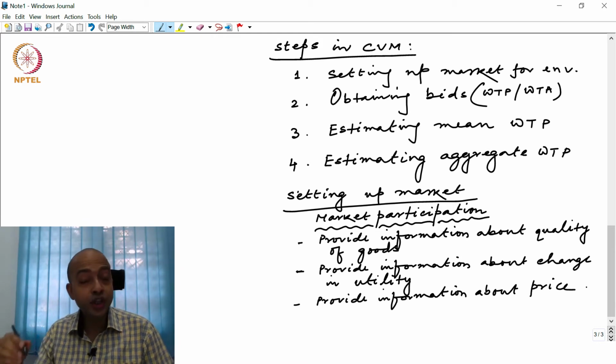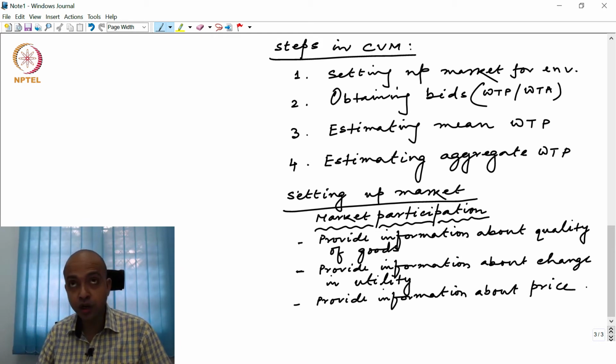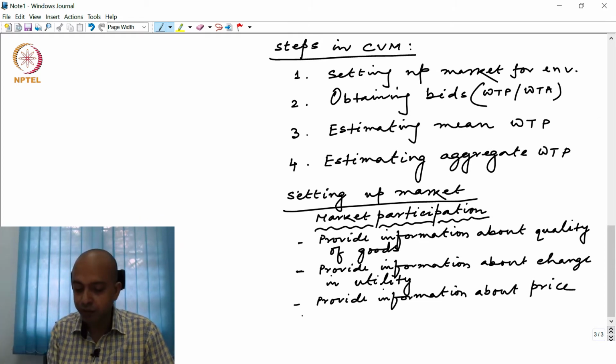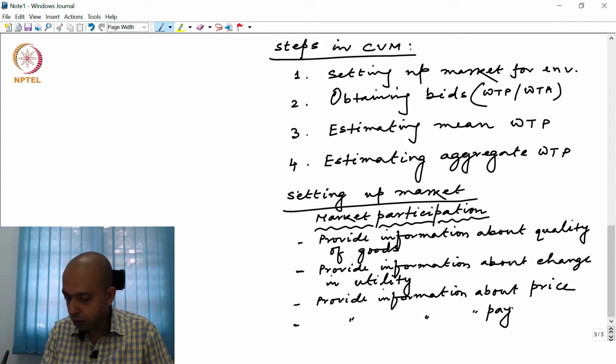So that means for this additional 50 liters of water, how much are you going to pay: 100 rupees, 150 rupees, 200 rupees, or whatever, right? That also we have to tell them. And then lastly, we have to ask them how you are going to collect the money. So that means payment vehicle. Provide information about payment vehicle.